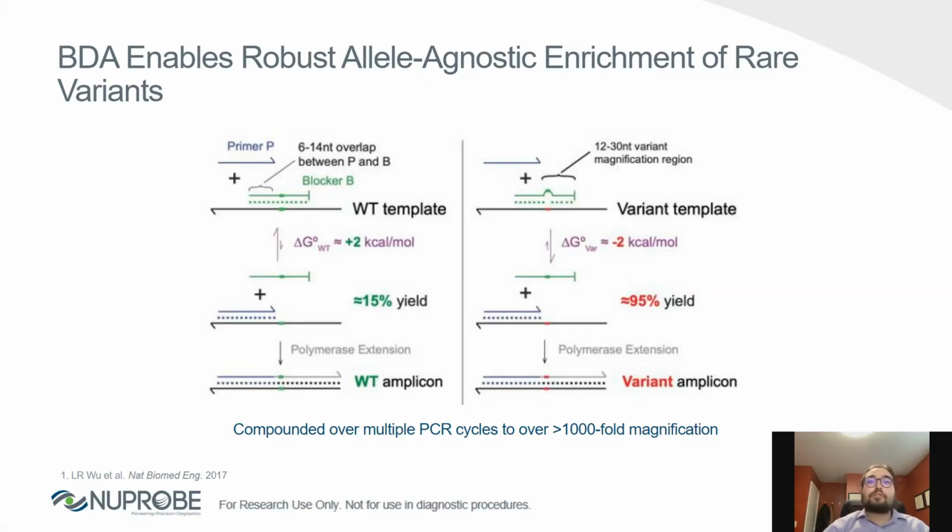When a variant is present within a 12 to 30 nucleotide region, which we call the amplification window, at the 3' end of the blocker, it creates a mismatch. This mismatch shifts the favorability of primer binding such that the primer now outcompetes the blocker for access to the binding site at that region of overlap. And over multiple cycles of PCR, we can achieve significant enrichment of variants while suppressing amplification of the known sequence. And so over many rounds of PCR, this can lead to over 1,000-fold magnification of those variants.